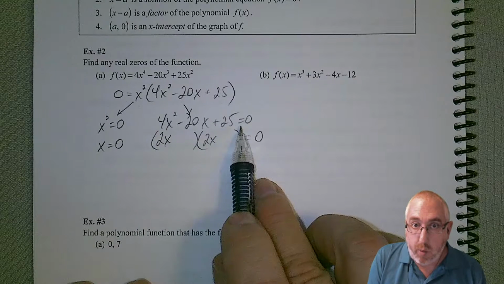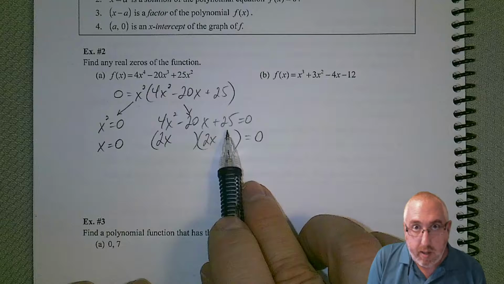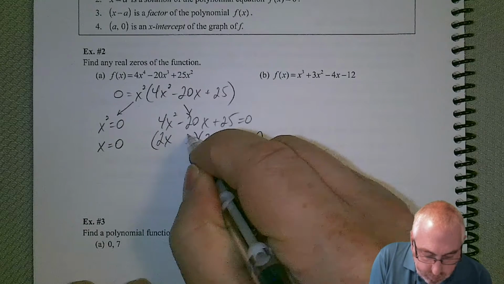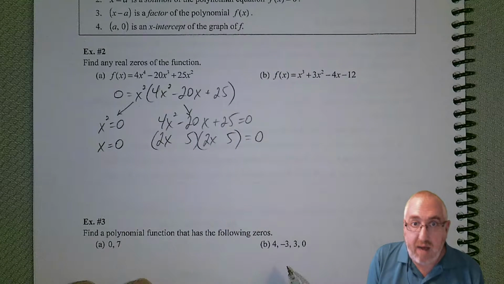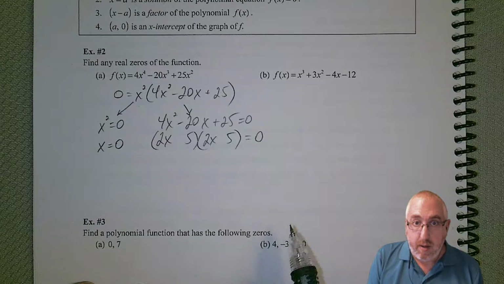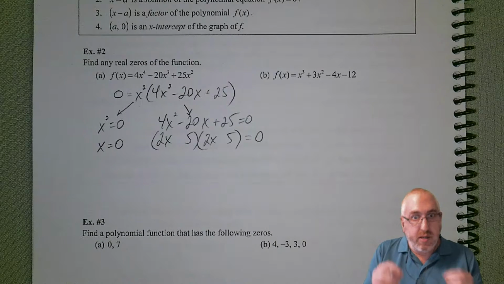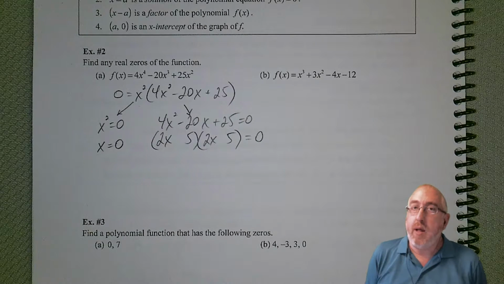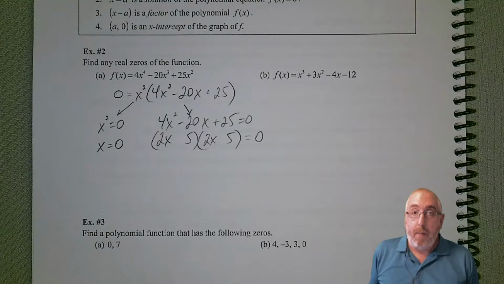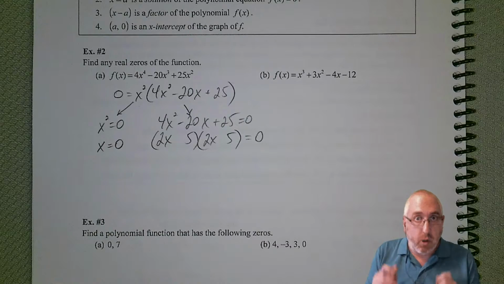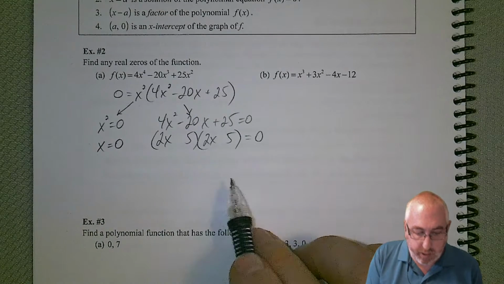As far as the 25, well, if we wanted to break that down, 5 and 5 is going to be the best bet for that. Now, if you need to see how exactly I got to that point, you can ask about it, but there are techniques for factoring quadratics. That's essentially what we're doing here.